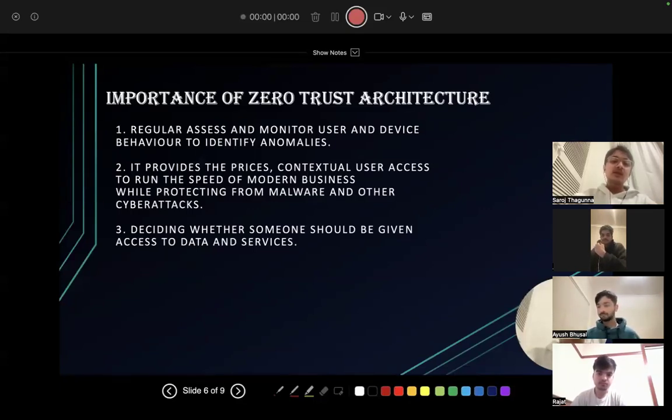And the third one, deciding whether someone should be given access to the data and services. This is the main part of the system. Zero trust architecture ensures that not all people get access to the system. It specifies only the people or employees who get access into the system. To tell more about zero trust architecture, I would like to call my friend Abhishek.